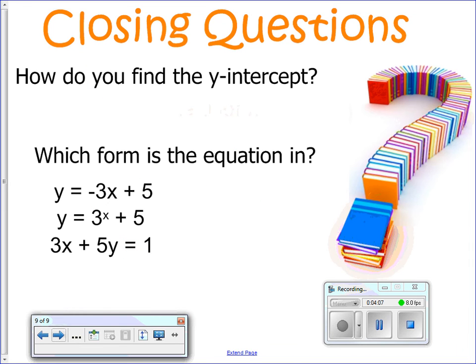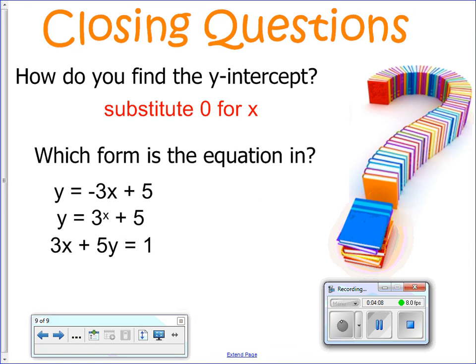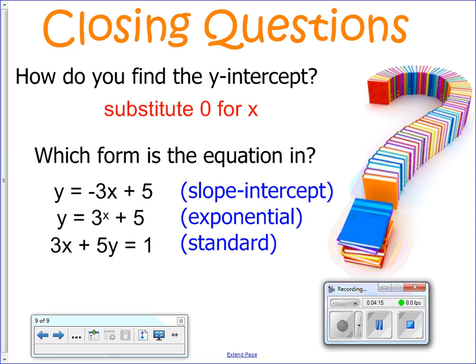So how do you find the y-intercept? We substitute in 0 for x. And which form are these equations in? The first one is slope-intercept. The second one is exponential because of the x in the exponent. And the third one is standard.